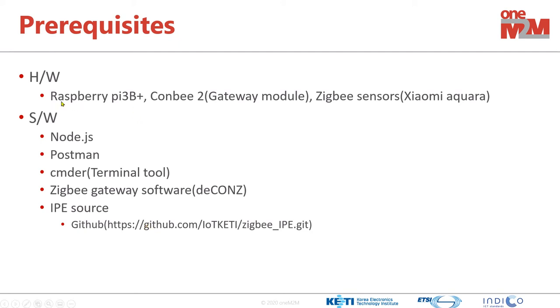And for the hardware itself, we use the Raspberry Pi 3. And for the gateway module that we will plug into the Raspberry Pi, we use Combi 2 and some Xiaomi Zigbee devices that you're going to see soon.